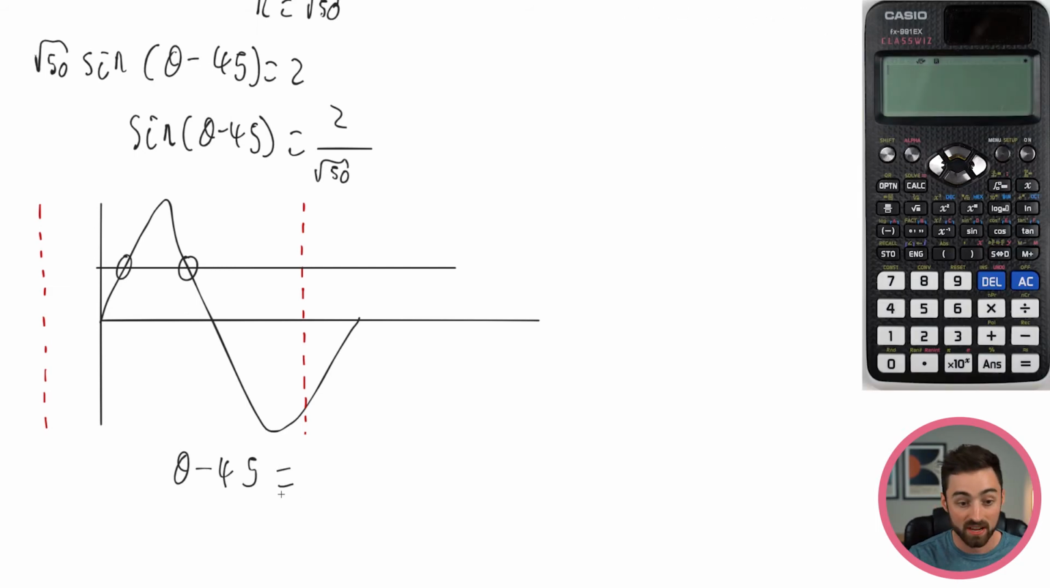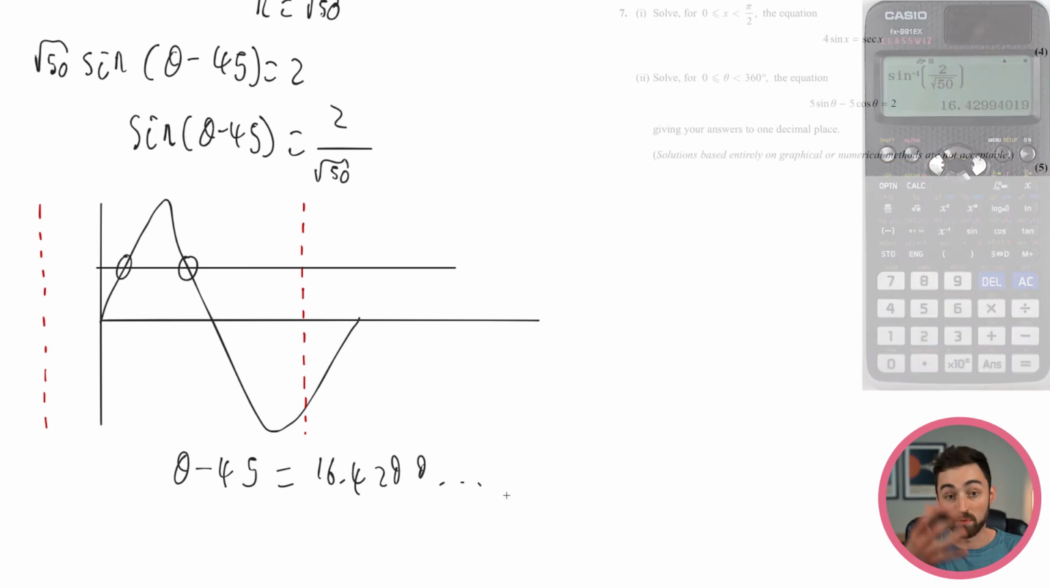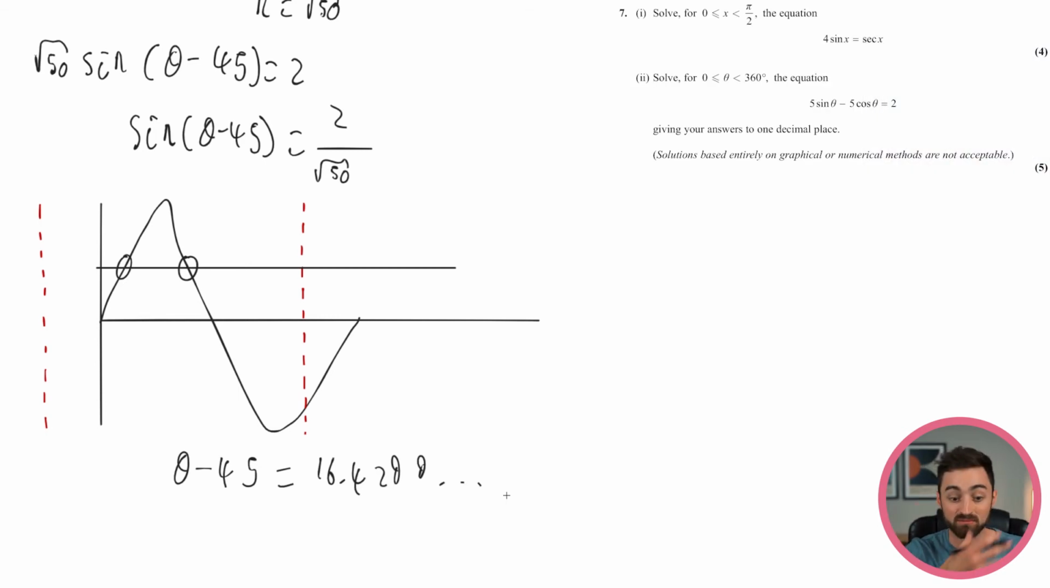So what I can do is say, okay, that means my solutions for theta minus 45 are going to be, and then I'm just going to go straight to my calculator. I'm going to make sure I'm in degrees. I'm going to do the inverse sine of 2 divided by the square root of 50. That is going to get me one solution here, which is 16.4299 dot, dot, dot. Before the final answer, keep a lot more significant figures, then round at the end.